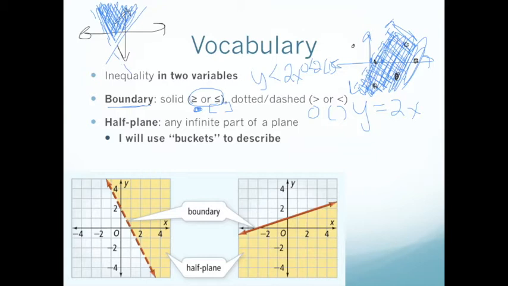Okay, now in Math Excel, when you're doing these problems, you will be given the axes, and then you're going to draw in the line. And then in order to fill in half of your plane, you have these little paint buckets.